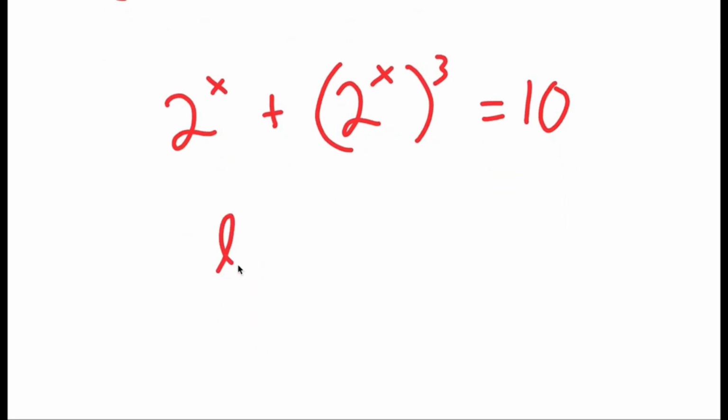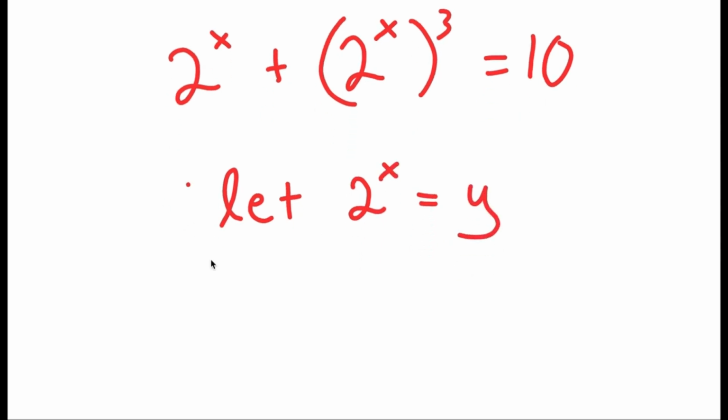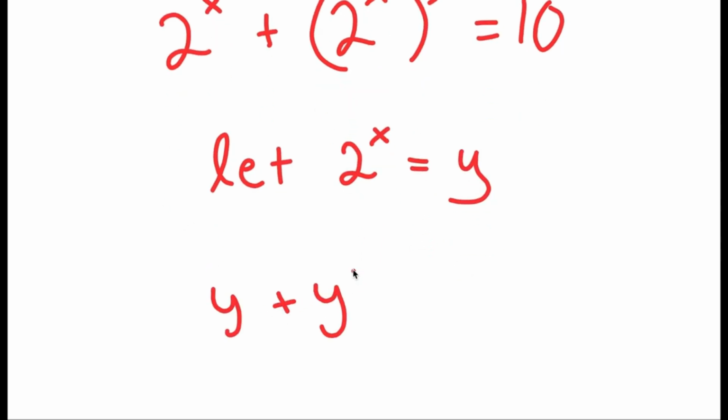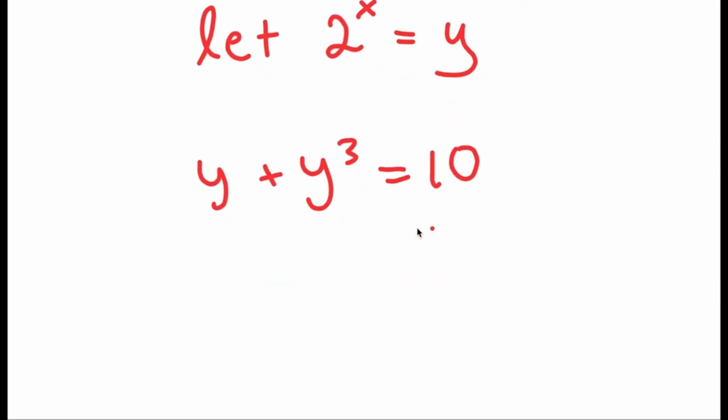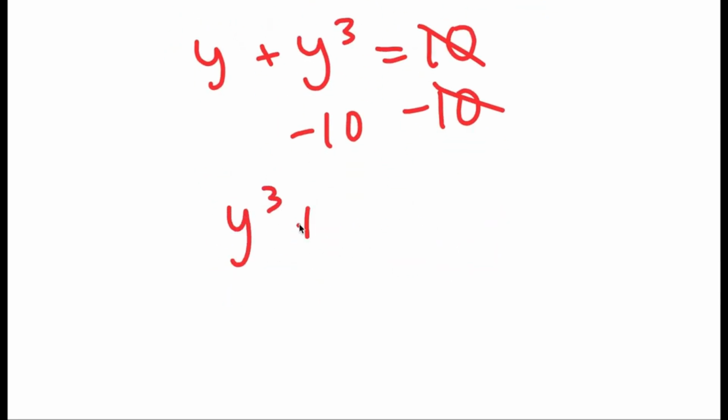Now from here, I'm going to let 2 to the power of x equal to the variable y. So now I get y plus y to the power of 3 is equal to 10, and if I subtract 10 on both sides, I get y to the power of 3 plus y minus 10 is equal to 0.